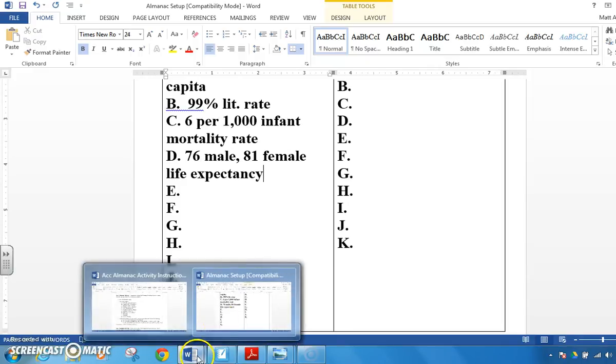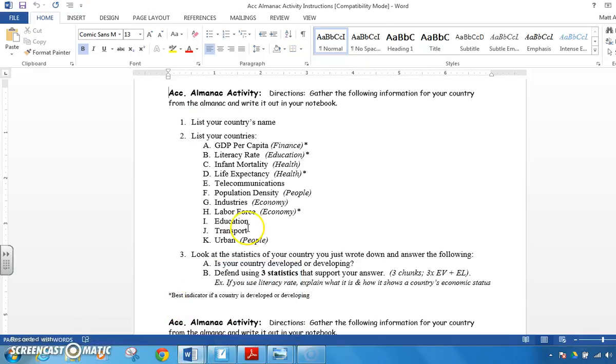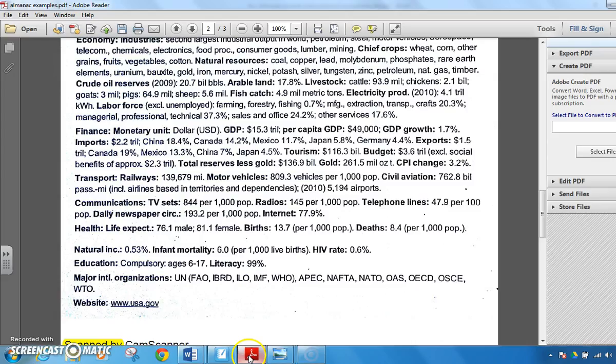You've probably caught on to what we're doing here at this point, and probably some of you even gone ahead. But telecommunications. Now, what do I do, Bayesian? Telecommunications means the ability to communicate with one another. So I'm going to go to telecommunications or communications here, and I've got TV sets, 844 per 1,000. Radios, 145 per 1,000. Look at the internet. 75% of Americans are online.